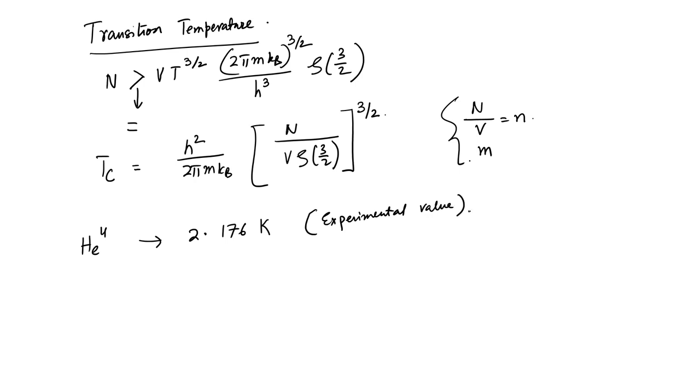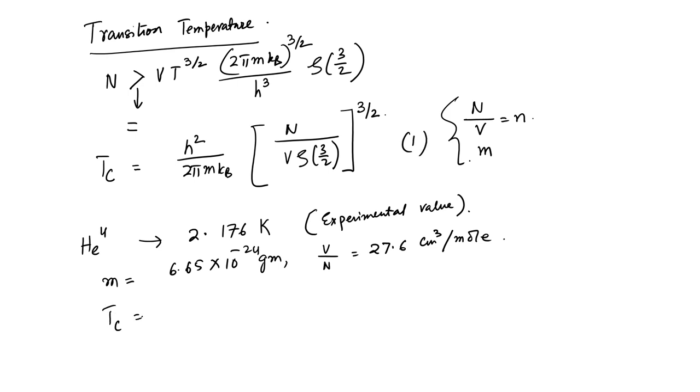So, this is an experimental value, and if you actually use this formula that you see above, and put the mass of the helium atom equal to 6.65 10 to the power minus 24 grams, and the specific volume or the inverse of density as 27.6 centimeter cube per mole, then putting this into this equation, let us call it equation 1 for now, the TC comes out to be 3.13 Kelvin. And this is not too different from 2.17 Kelvin, and so for long this was considered to be an experimental determination of BEC.